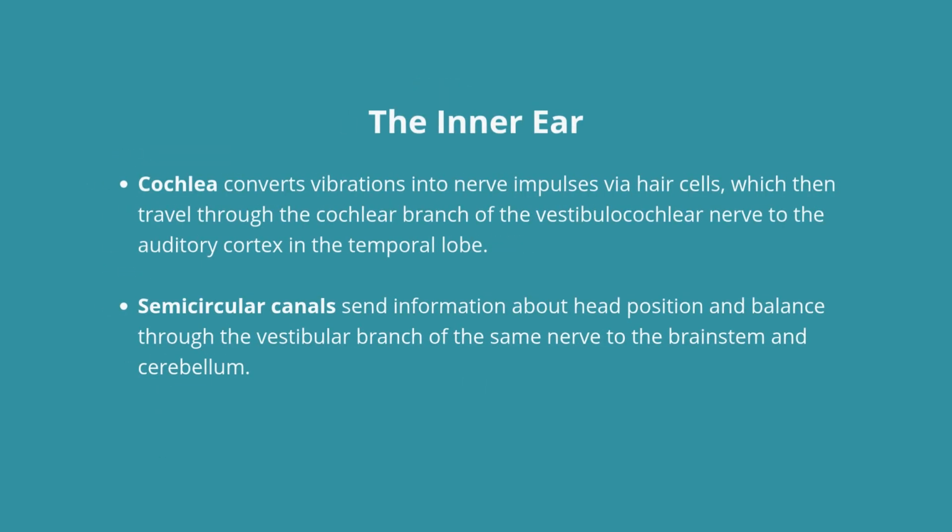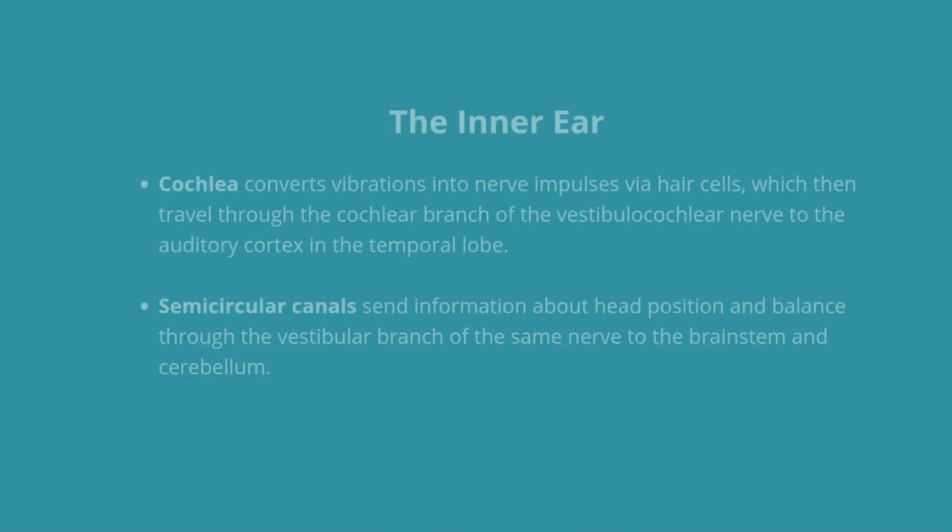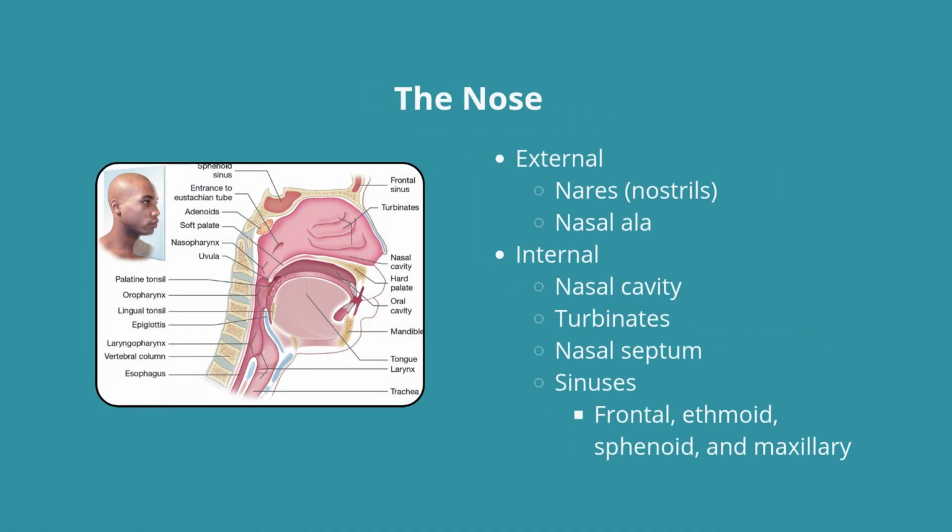semicircular canals. The cochlea converts vibrations into nerve impulses via hair cells, which then travel through the cochlear branch of the vestibulocochlear nerve to the auditory cortex in the temporal lobe. Meanwhile, the semicircular canals send information about head position and balance through the vestibular branch of the same nerve to the brainstem and cerebellum. The nose also has external and internal structures.